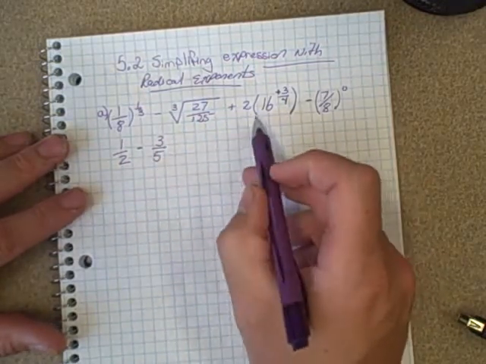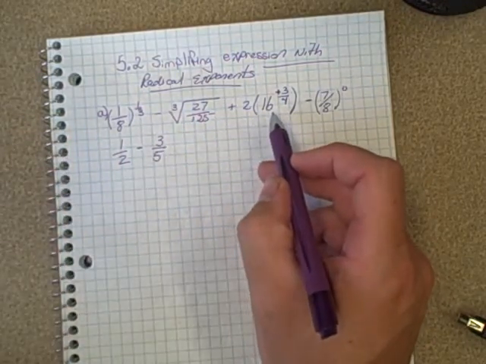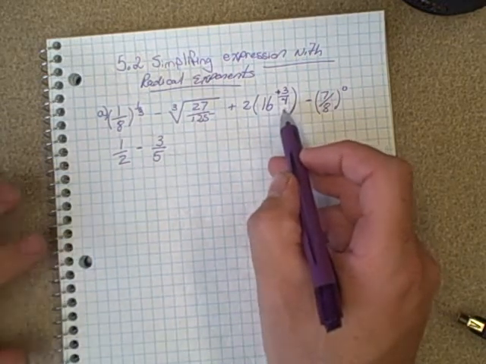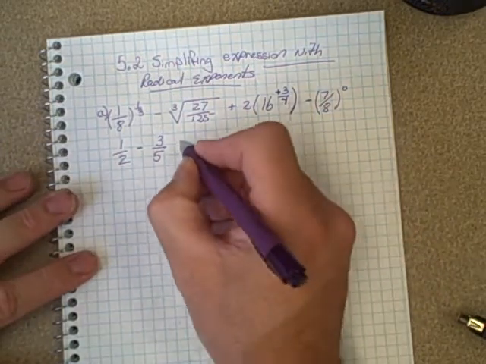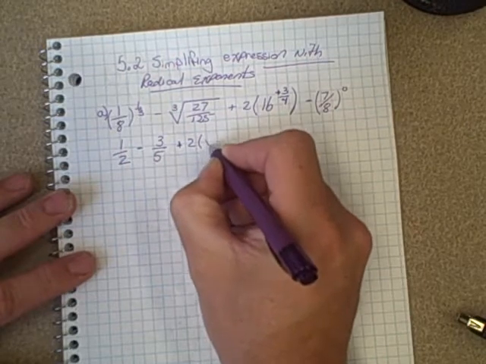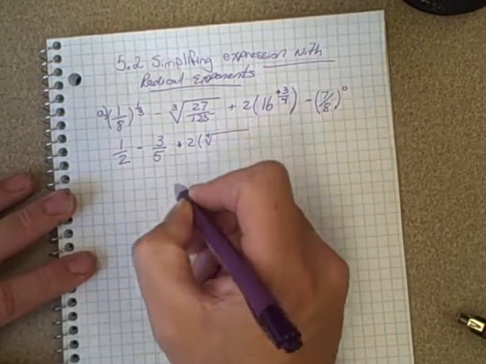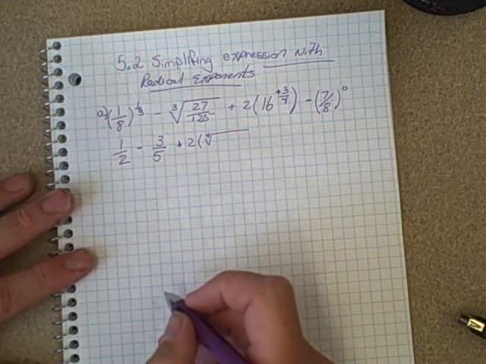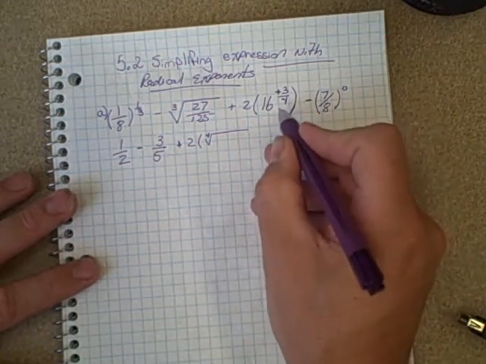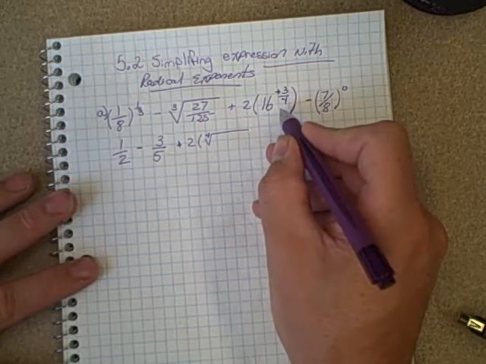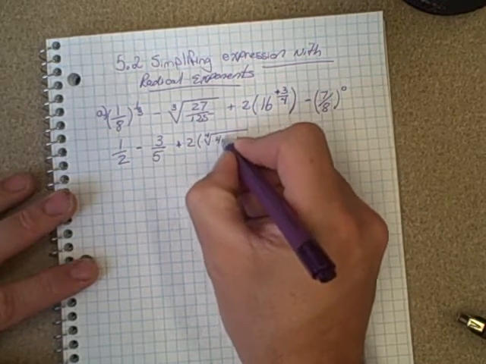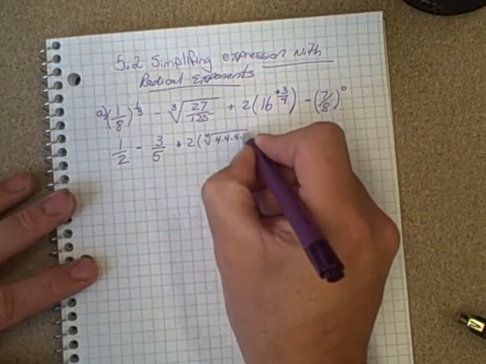This one's a bit more tricky here: 2 times 16 to the power of 3/4. Well, that means we're taking the 4th root of 16 to the 3rd power. So we're going to have to do this one out a little longer. That's 2 times the 4th root of 16 to the 3rd power. Well, 16 is 4 times 4, three times.